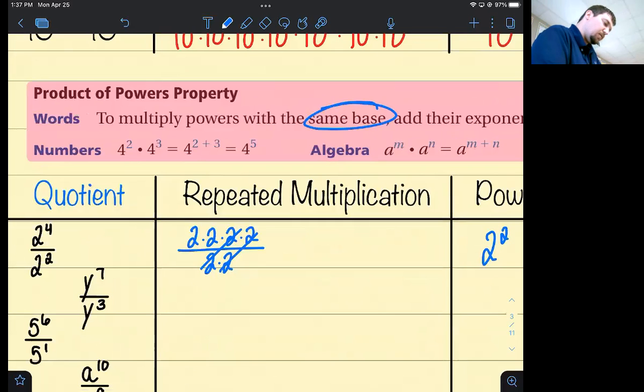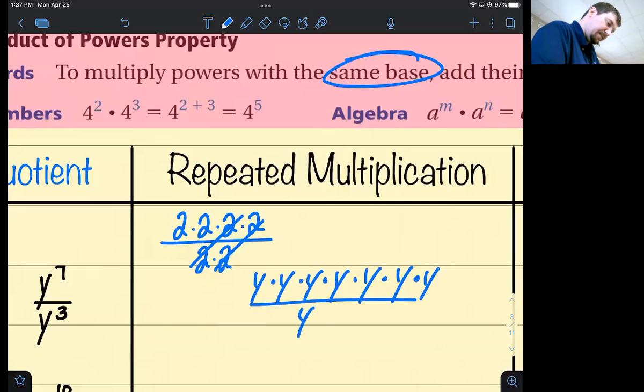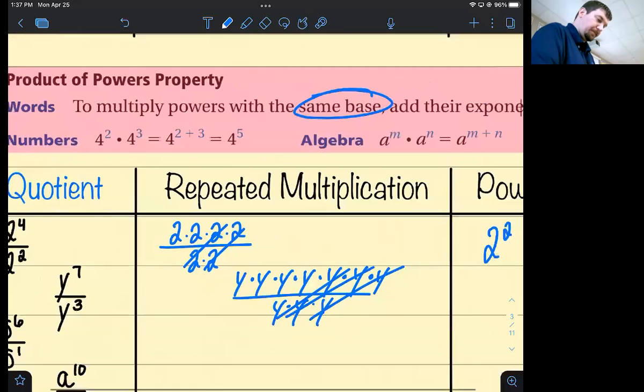Y to the 7th. Y times y times y times... Let's see if I can make this look better. 2, 3, 4, 5, 6, 7 over y times y times y. And again, cancel, cancel, cancel. How many y's am I left with? 4.